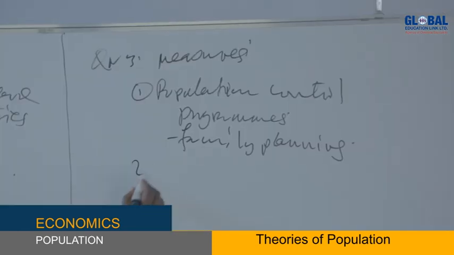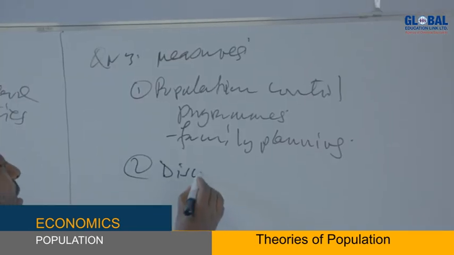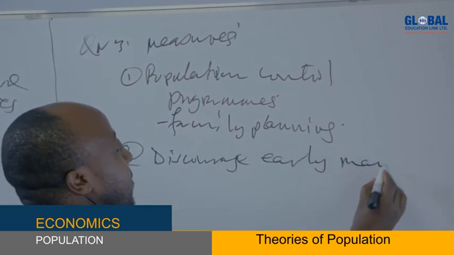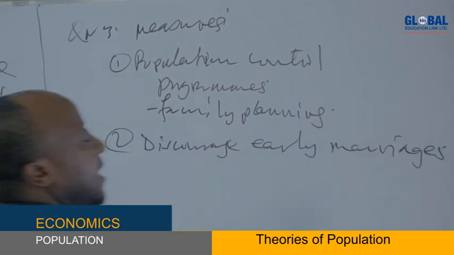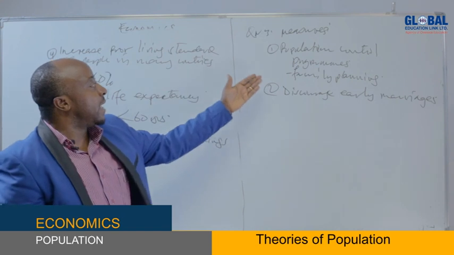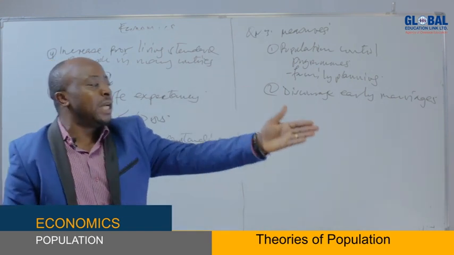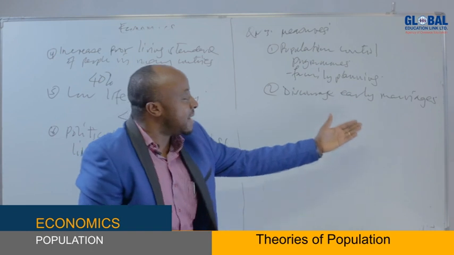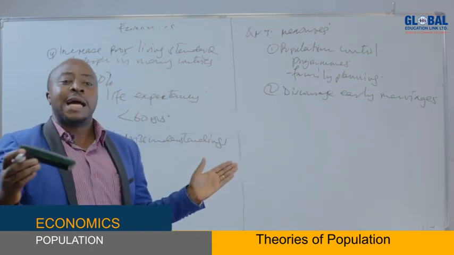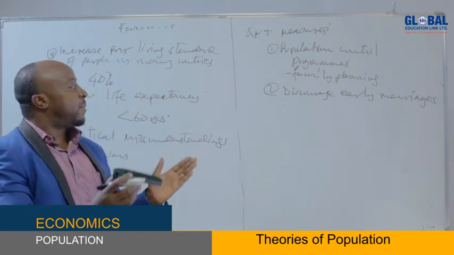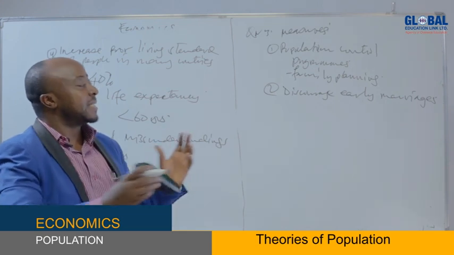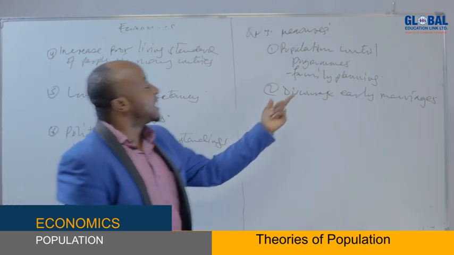And another one is discouraging early marriages. That is one of the measures of controlling a population to avoid it going into population trap. Early marriages, as I said, are when someone is married at younger ages, so the reproductive span is longer. For that case, the expectation to have a large number of children is there. So we have to discourage early marriages.